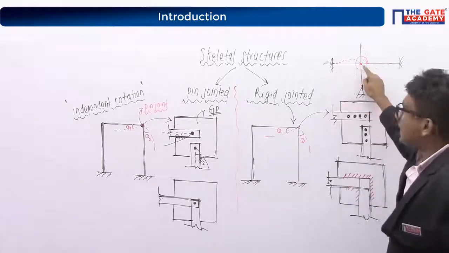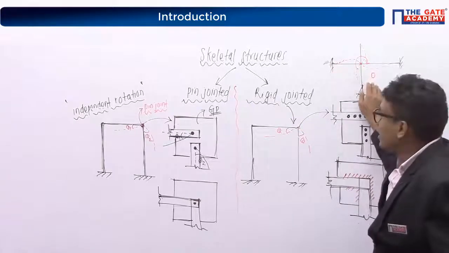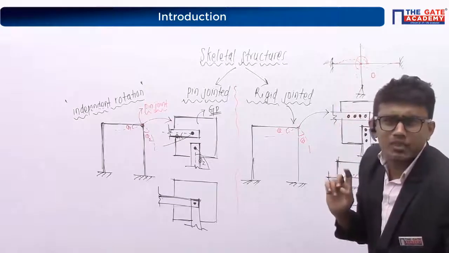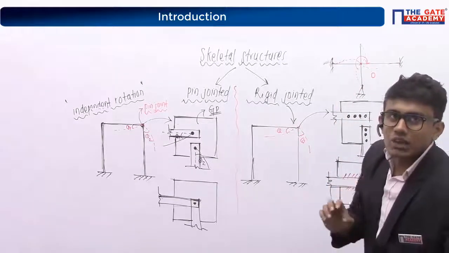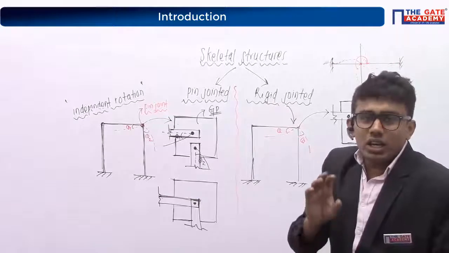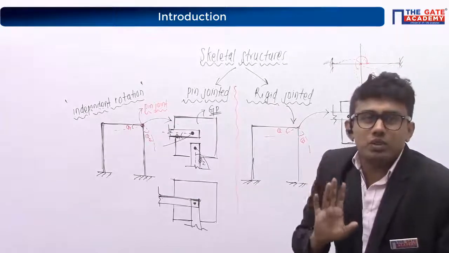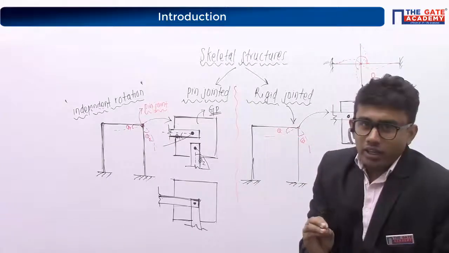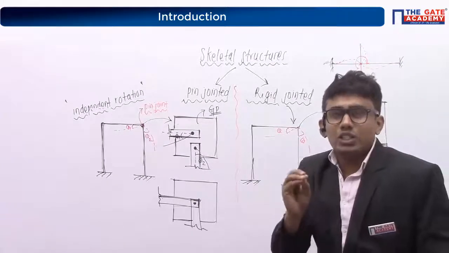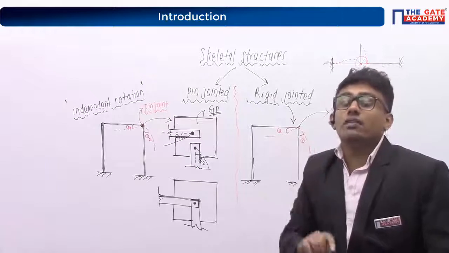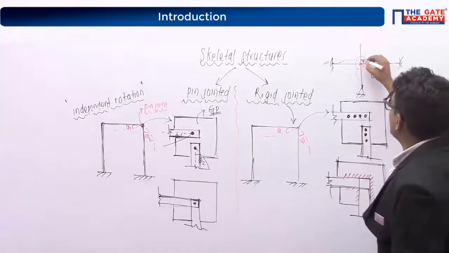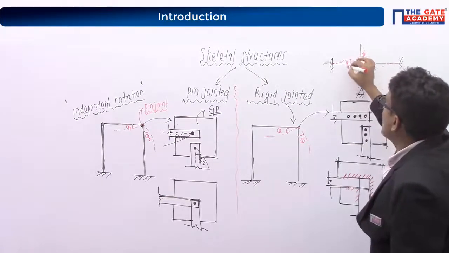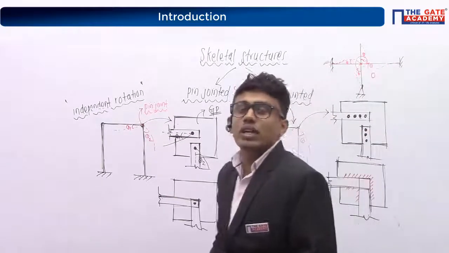So that means if it is a rigid joint, I am talking about a rigid joint here. If it is a rigid joint, the rotation of all the members will be same or different? Yes. If it is a rigid joint, all the members meeting at that joint are going to rotate with the same angle. That means this will be theta, this will also be theta, this will be theta, and this will also be theta. That is the specialty of our rigid joint.